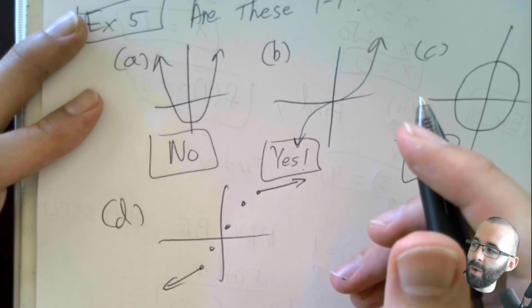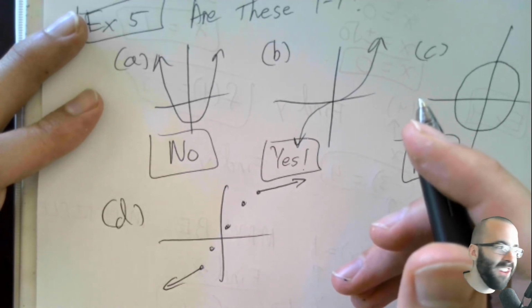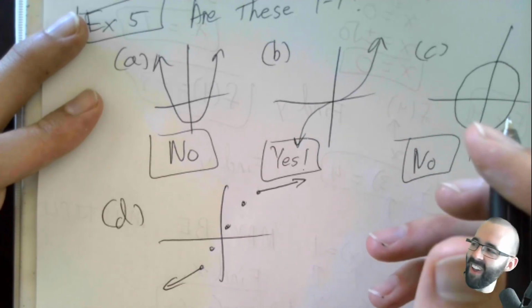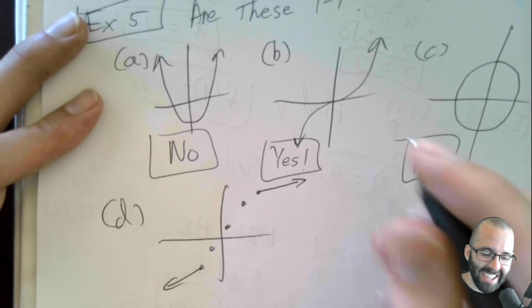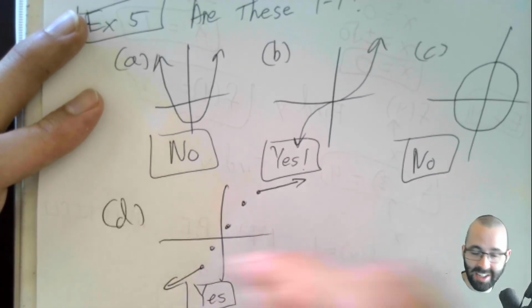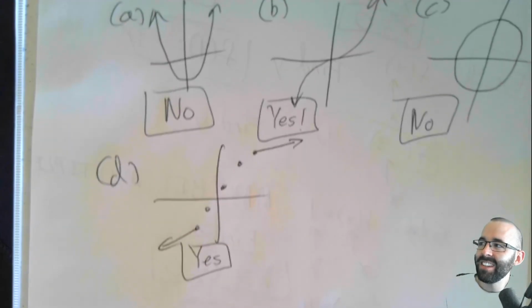Okay? So this is indeed one-to-one, a one-to-one function. It's a wacky looking function, but it is one-to-one.